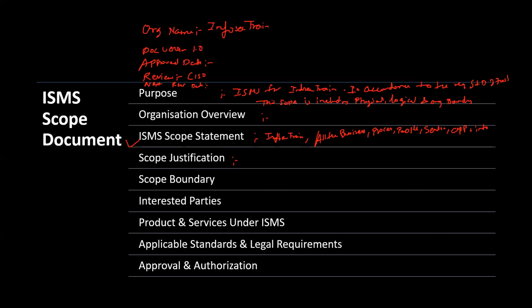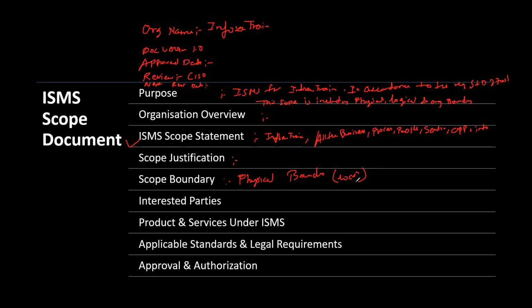Okay, then the scope boundary. What is your scope boundary? The complete organization. Okay, where that organization is. So first, you are going to include the physical boundary, the location. So I'm going to include the physical boundary first. Okay, so that will be your location.